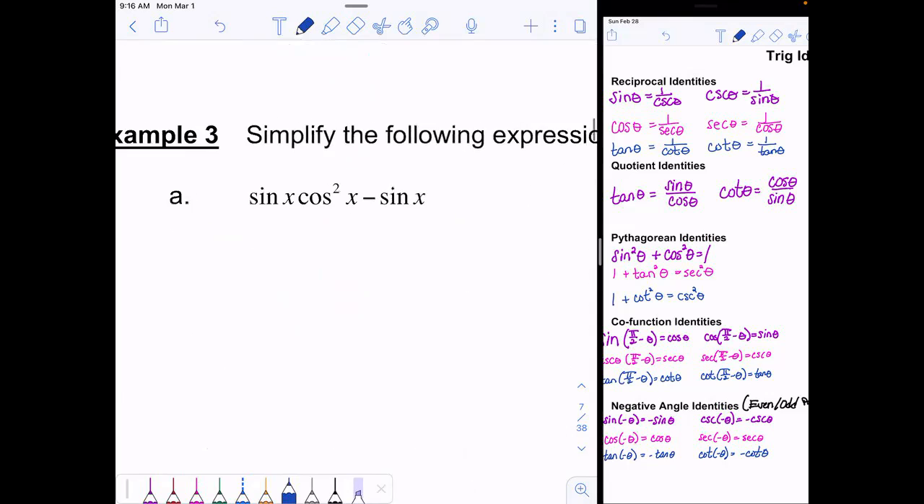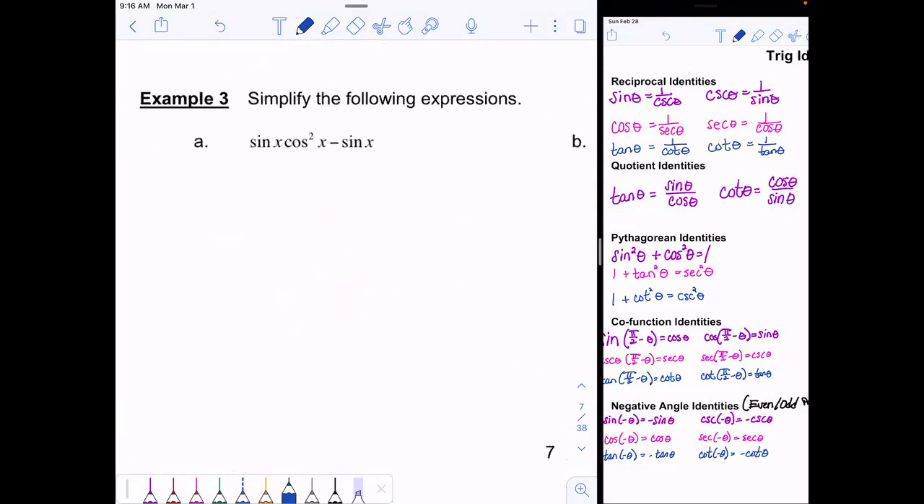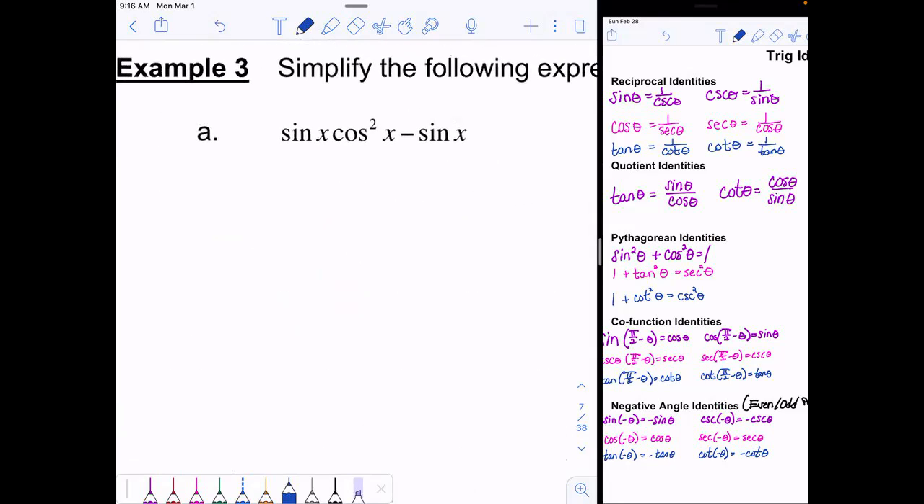All right, let's look at example 3. There are 2 different ones in here. This one says simplify the following expression. We have the sine times the cosine squared minus the sine. So thinking about what we did on Friday. Jack, what do you notice about those 2 expressions or 2 terms here?